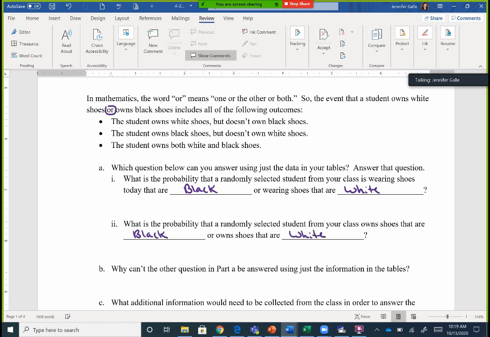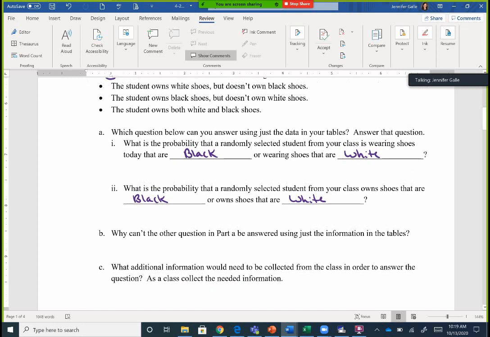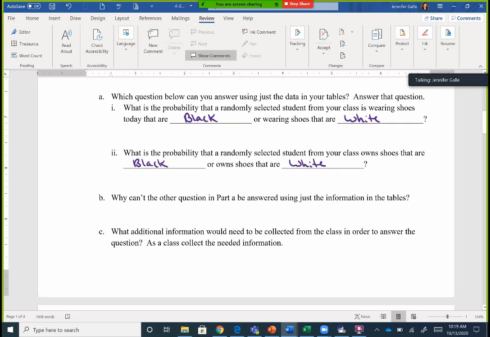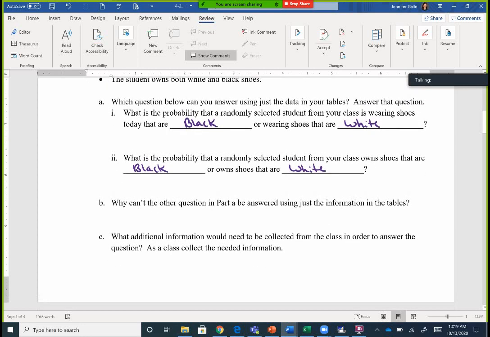So what I want you to talk about with the people you're sitting with, talk about parts A through C on the front side of this sheet. See what you can come up with. Put your heads together, talk about it, see how you would answer those questions. And we will bring it back together and talk about it once we've all had a chance to try it out.